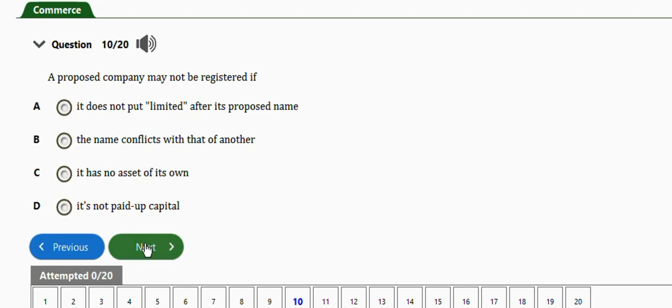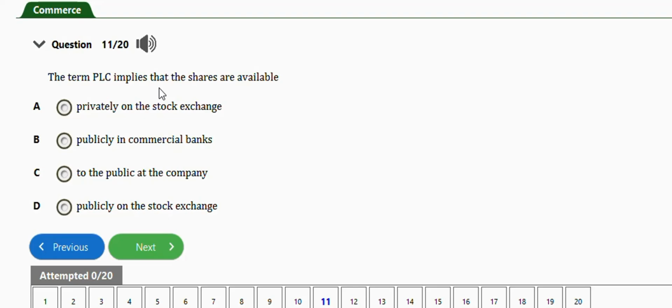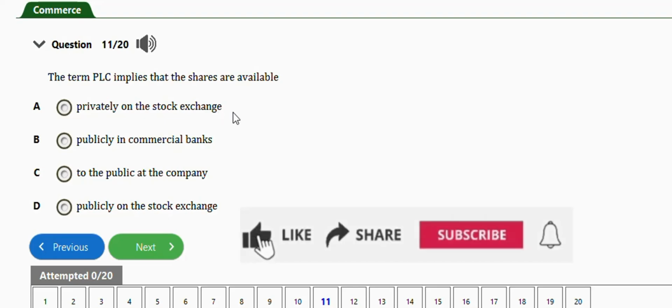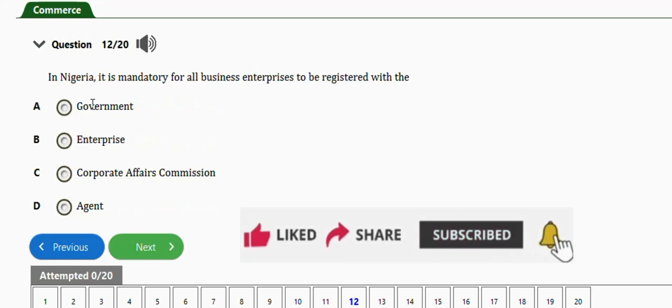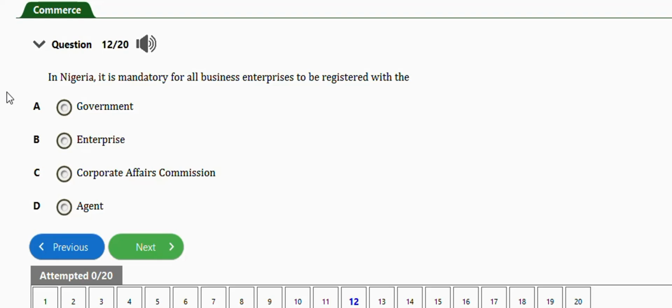Next question is this one. It says the term PLC implies that the shares are available publicly on a stock exchange. Option D. Next question. It says in Nigeria it is mandatory for all business enterprises to register with the Corporate Affairs Commission. Option C, very important, guys.